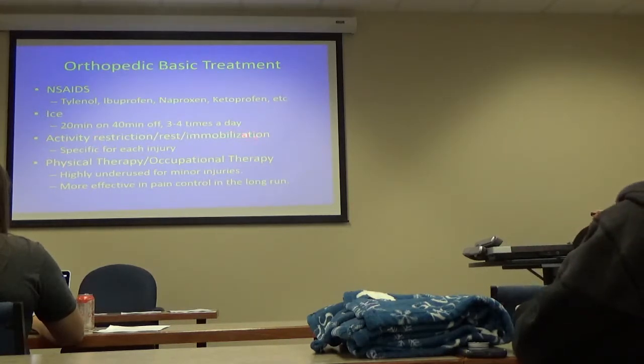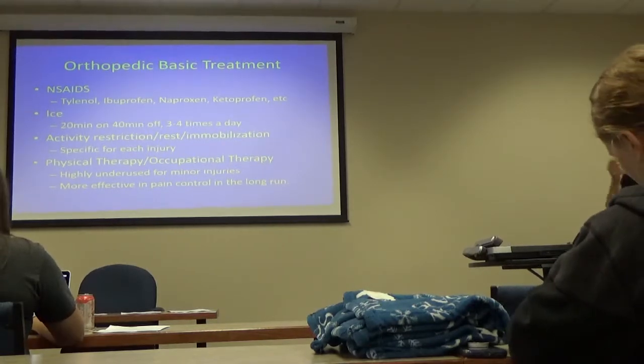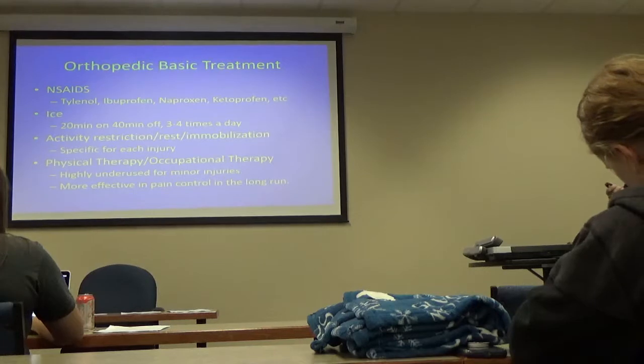Activity restriction, rest, and mobilization. That's going to be specific for each injury and what you do. These are going to be your big ones too. A lot of your overuse injuries and things like that, they're not going to get better unless you rest them. People have shoulder tendinopathies and things like that. Keep doing the same thing that got you there, it's not going to get better.